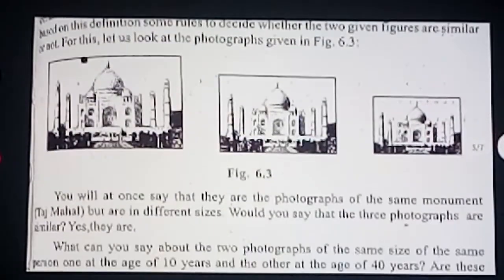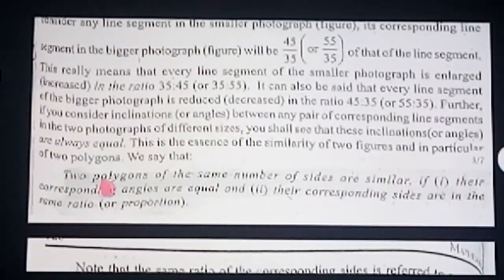Now, next point you see. When two polygons of the same number of sides are similar, any type of polygons with the same number of sides, they are similar if their corresponding angles are equal and corresponding sides are in the same ratio. Corresponding sides are in the same proportion. So two polygons are similar only if their corresponding angles are equal and corresponding sides are in the same proportion.